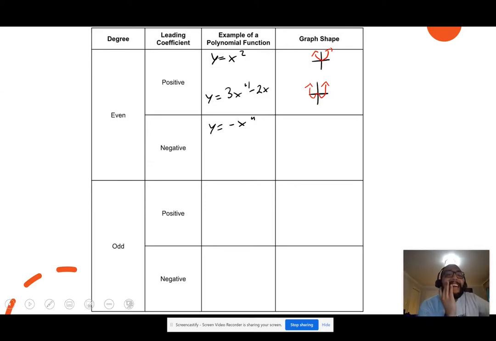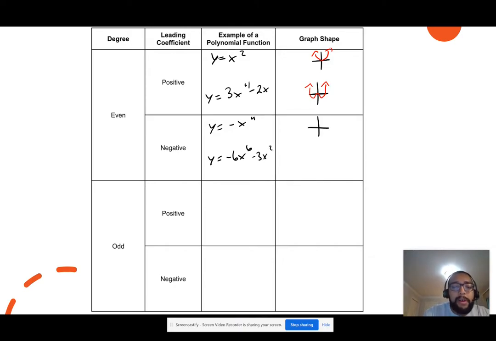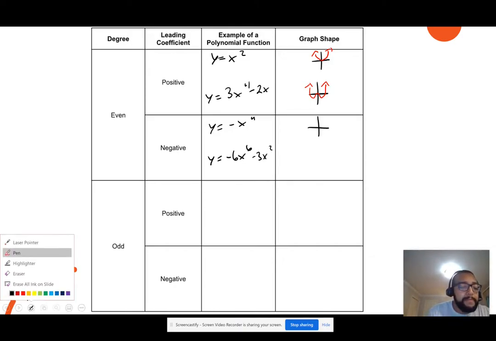So the highest degree is even, and the leading coefficient is negative. I just took y equals x to the fourth, and y equals negative x to the fourth. And I'll draw this in a second. And I'll say here again, just some random equations that I made up beforehand. Nothing special about them except for the leading coefficient.